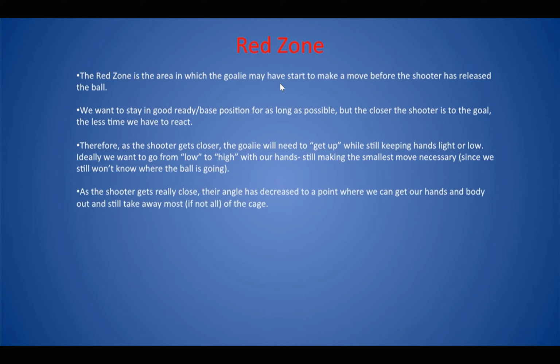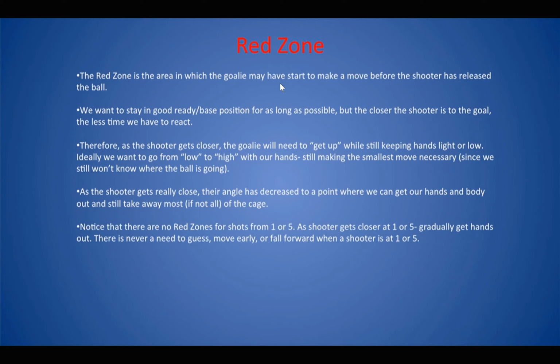As the shooter gets really close, their angle has actually decreased to a point where we can get our hands and body out and still take away a lot of the goal. Notice that there are no red zones for shots from 1 or 5. As the shooter gets closer at 1 or 5, gradually get your hands out. There is never a need to guess, move early, or fall forward when a shooter is at 1 or 5. Their angle is so small that we cover that entire goal, even with our hands already out of the water. Some variables for the red zone include how fast the goalkeeper's reactions are, hand quickness, the shooter's wrist, and pace of shot. These are all things that we need to take into account when deciding whether to move early on these shots.